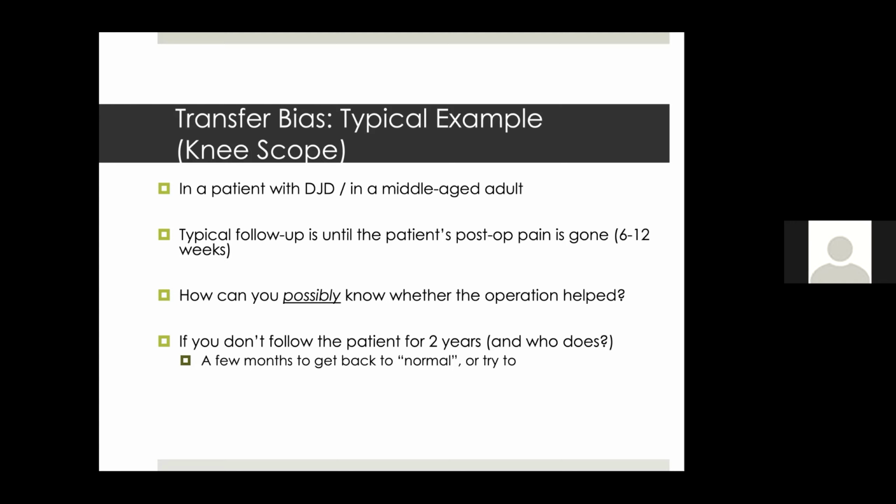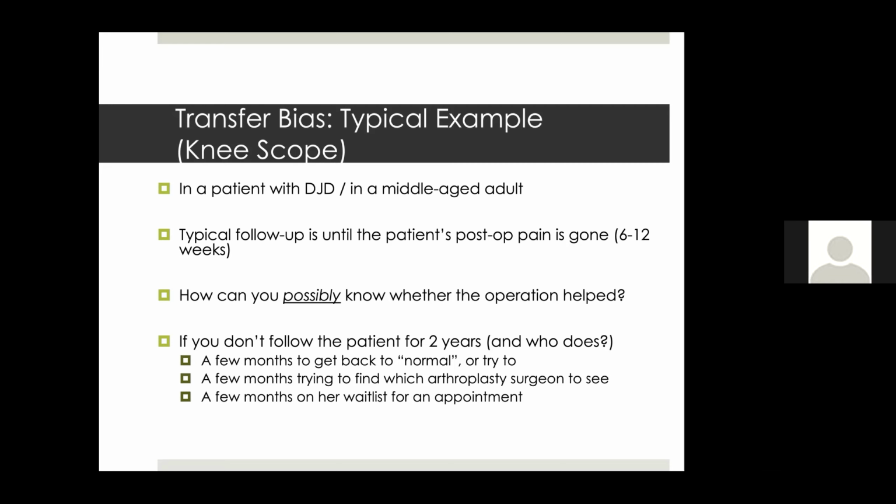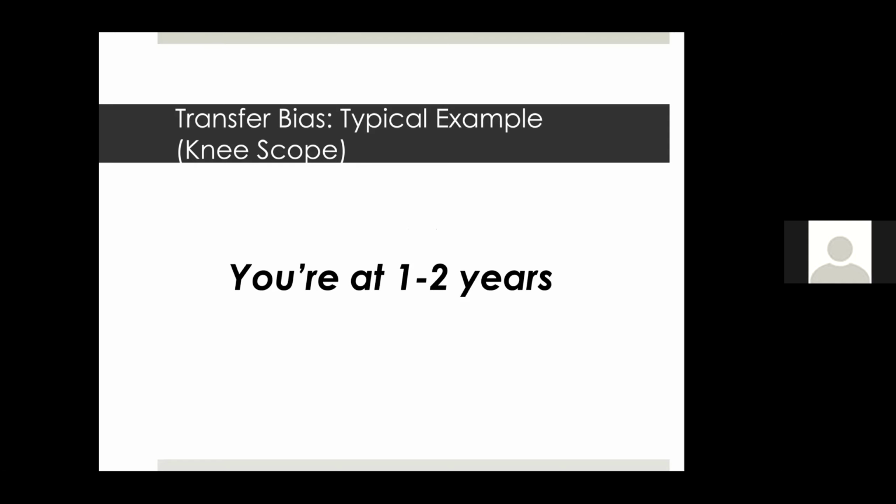But let's say the patient doesn't get back to normal. It takes them a few months to figure out which arthroplasty surgeon to see, a few months to get off the wait list and get an appointment, and a few months to schedule surgery. And by then you're at a year or two, which is the follow-up you should have if you want to make claims about this operation. Truth is, unless it's been done in a study, we don't really know whether this operation works. And this is pretty commonly done in our profession, about 750,000 of them done a year in this country.